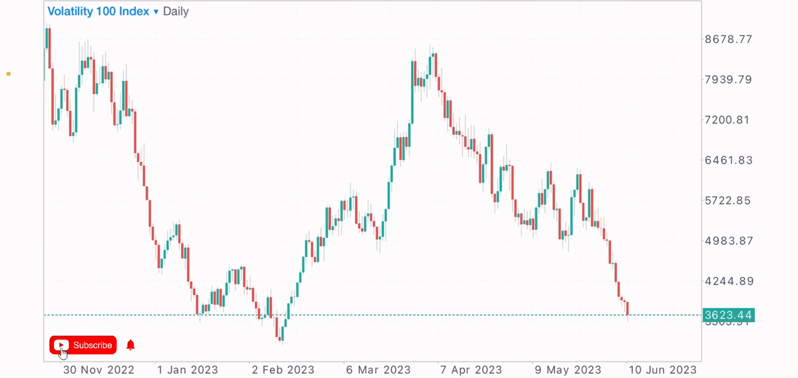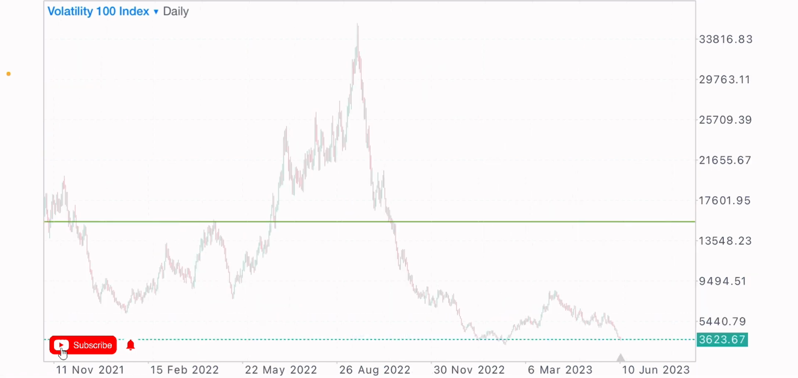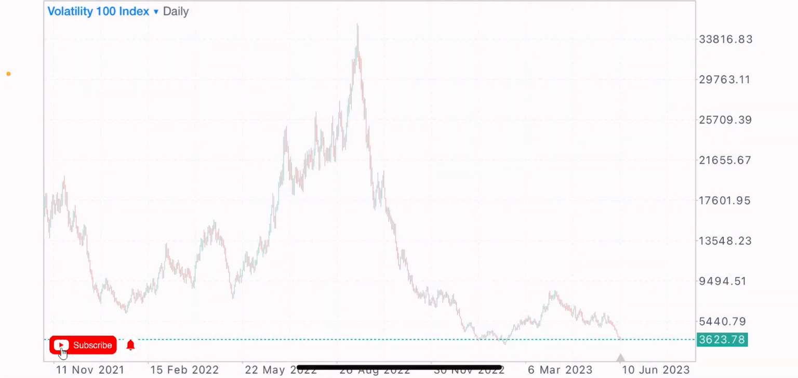So on V100 index, you have a market situation basically. I would want us to have a look at it together. I would want us to analyze the market together.